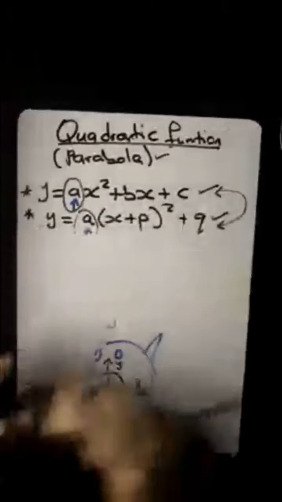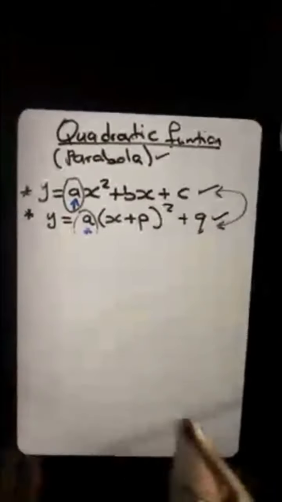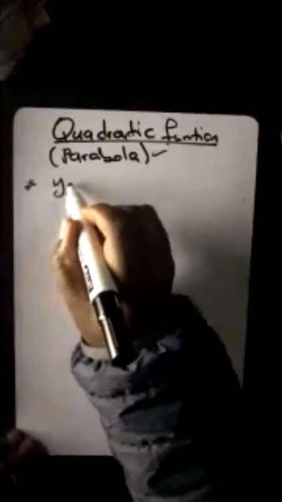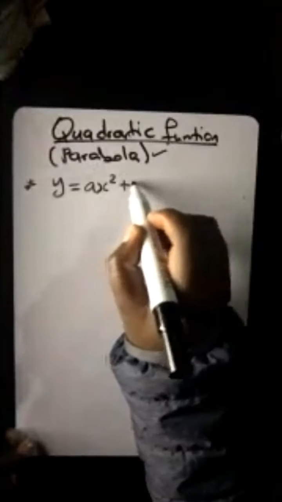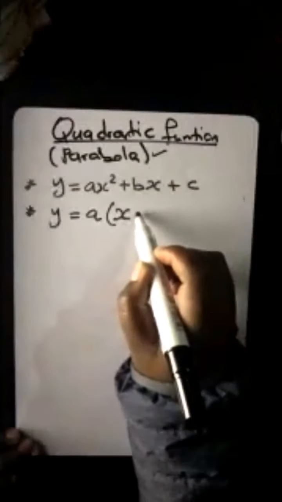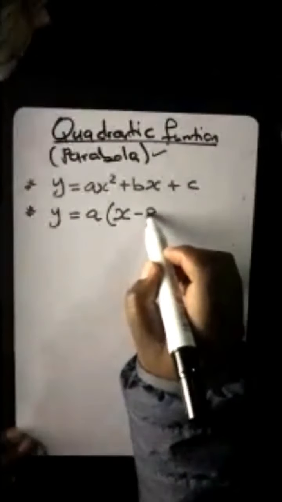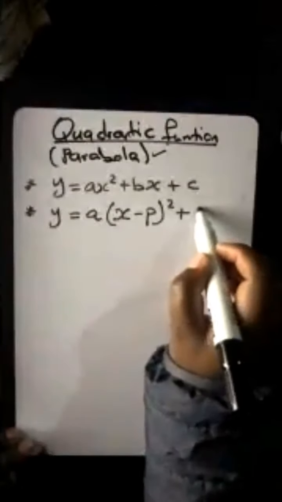Okay, 100%. So now, let me remove all of that. I'll write it again. So initially, we had y equals ax² plus bx plus c, and again we had y equals a into what was it? Was it (x minus p)² plus q over there?